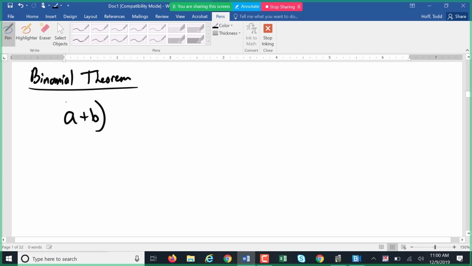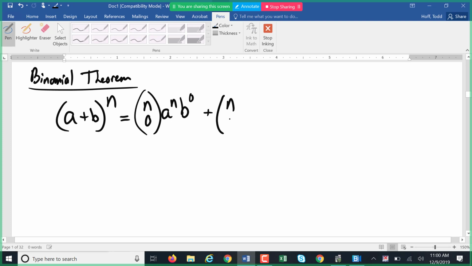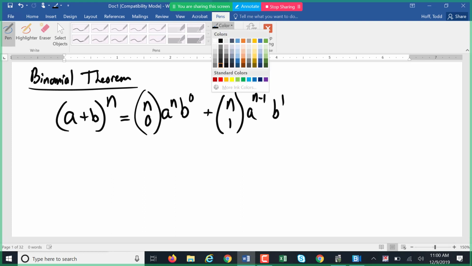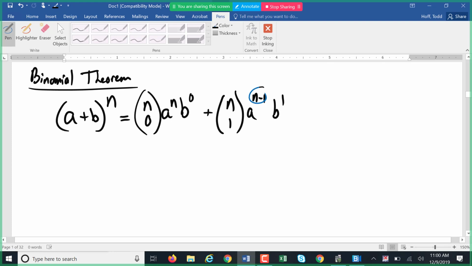It says if I have a plus b to the power of n, my first term is going to have a combination coefficient of n choose 0 times a to the power of n, b to the power of 0. My next term has a coefficient of n choose 1 times a to the power of n minus 1, b to the power of 1. Now you'll notice these powers, n minus 1 and 1, are always going to add up to n.